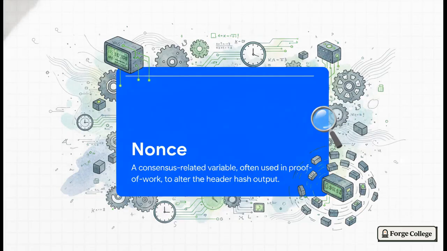The timestamp, as you'd probably guess, just records the approximate creation time, which helps the network with ordering. The nonce, however, is a bit more eccentric. It stands for number used once. It's a tiny consensus-related variable. In systems like proof of work, miners are constantly changing this nonce to alter the header's hash output until it hits a very specific mathematical target. Together, these tiny pieces of metadata do the heavy lifting to help networks order blocks and reach consensus.